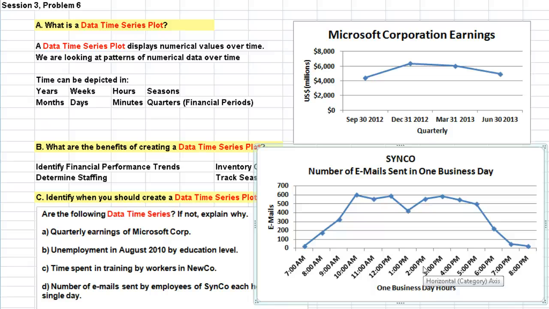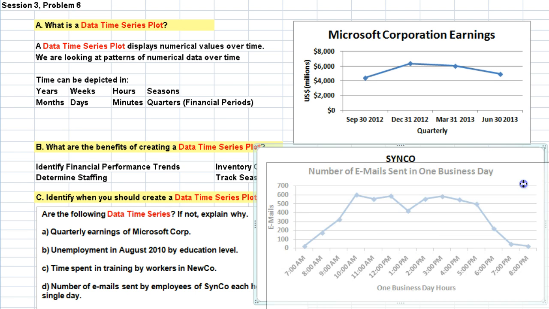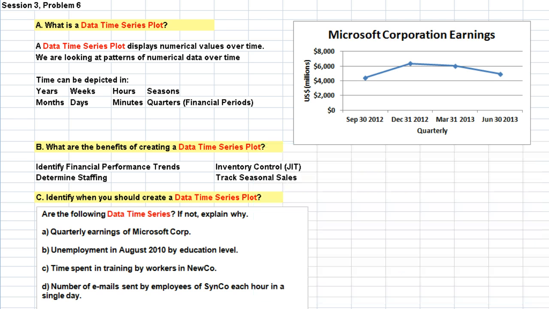And if it's important that they're sending emails, that gives you an idea of how your employees are spending their day. So that gives you an idea of examples of a data time series plot. To review, in a data time series plot, we're looking at patterns of data over time. It should be consecutive time data, not just one snapshot in time, and we are dealing with numerical data.